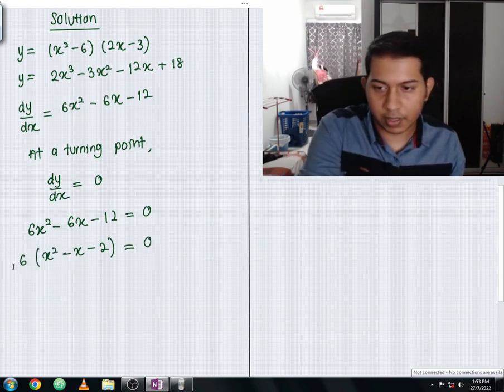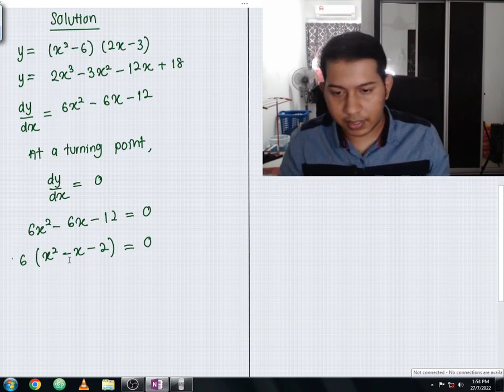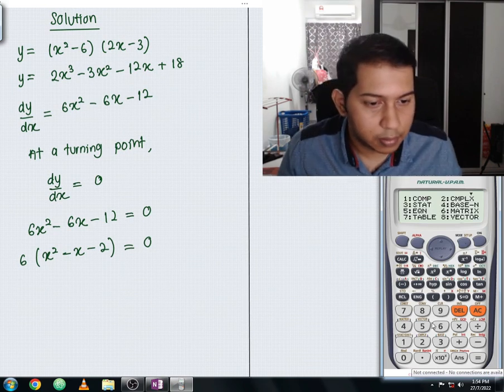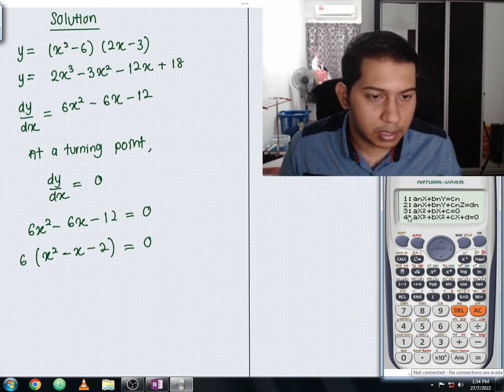So factor out the 6. So let us perform the factorization for this quadratic equation. Okay, let us set the mode to equation and let us set this to quadratic equation. So quadratic equation, just click number 3.